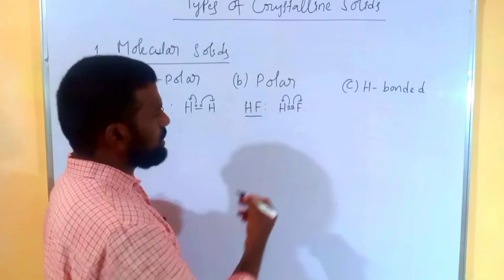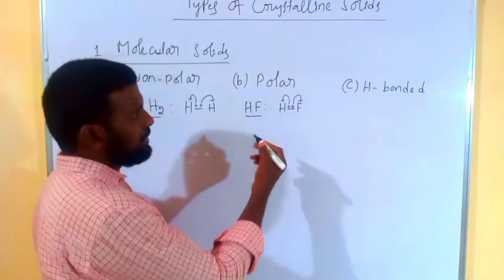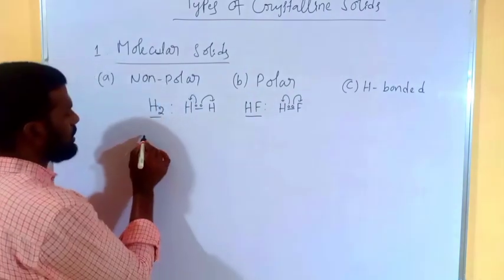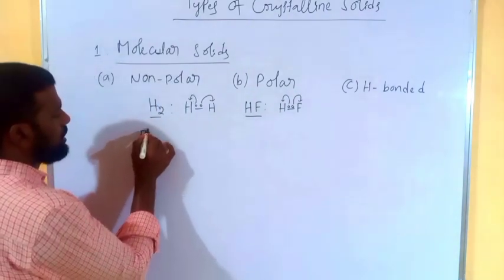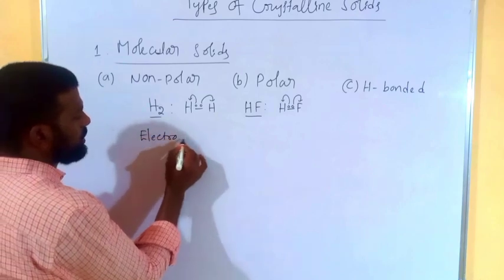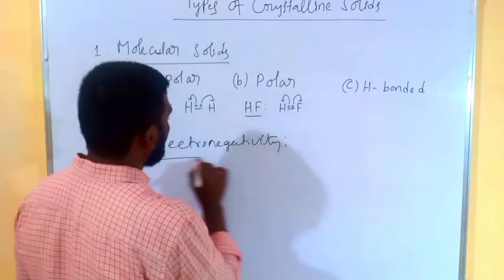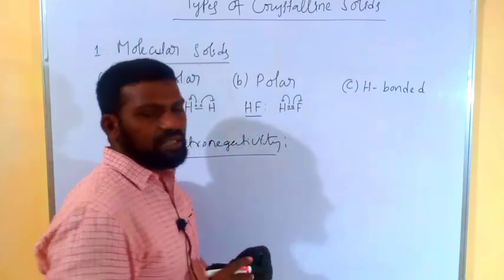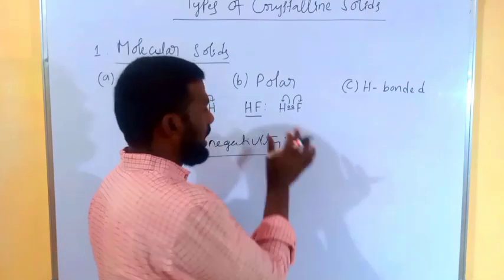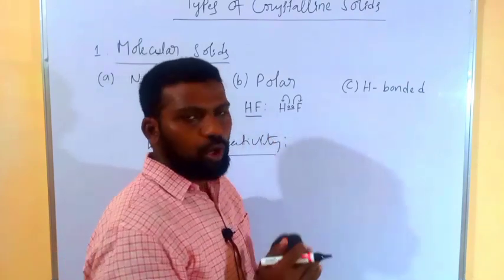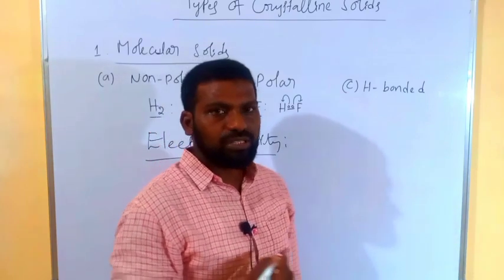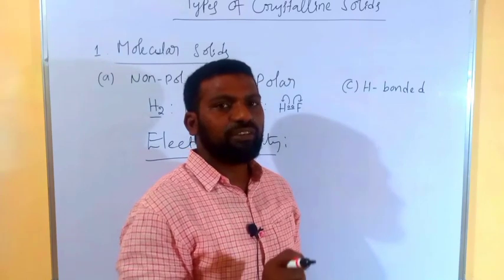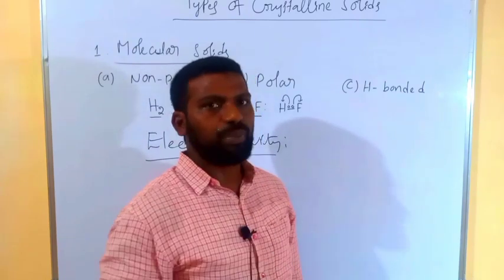Before going to discuss this topic, let's recall one more small topic that you have studied in 11th class, that is electronegativity. Do you remember what electronegativity is? Okay, no problem. Electronegativity is the tendency of a bonded atom to attract a bonded electron pair towards itself. That means simply, electronegativity means the tendency of an atom to attract an electron pair.